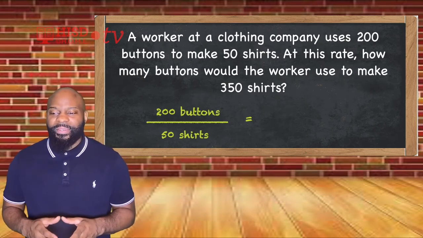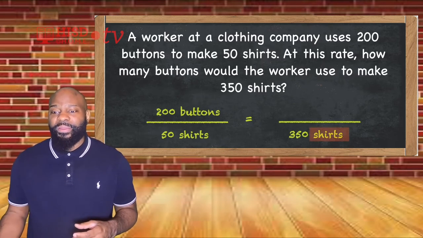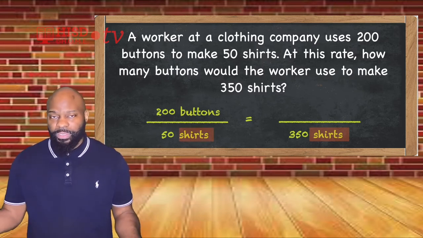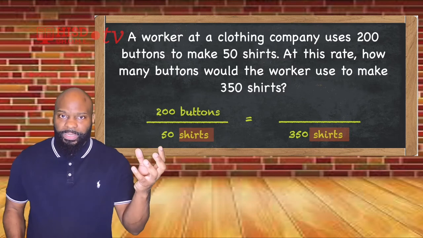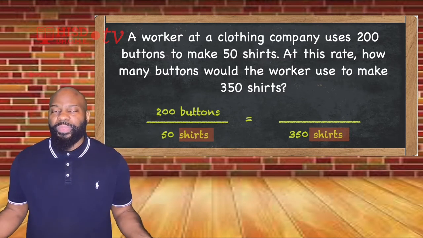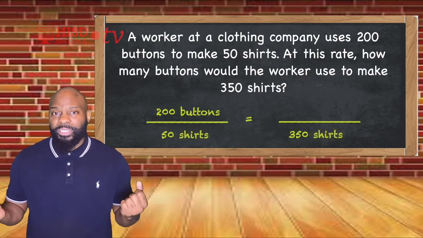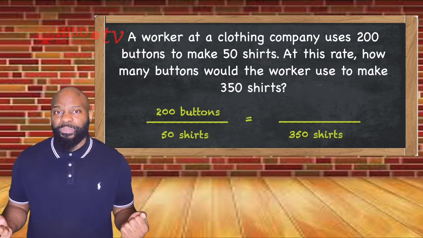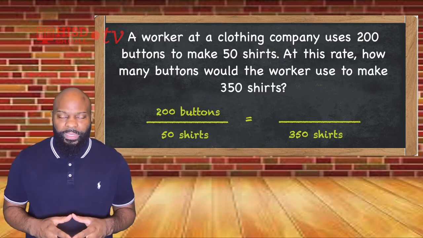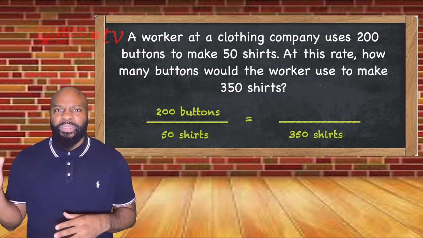So I'm basically gonna put 350 shirts in the denominator because it matches the 50 shirts. So we want to put shirts equal in shirts, buttons equal in buttons, okay? So now I have these two numbers that were both provided by the problem. I have these two numbers, two denominators in my proportion. So that's a good thing because now all I need to do is multiply or divide in order to get from one side to the other.